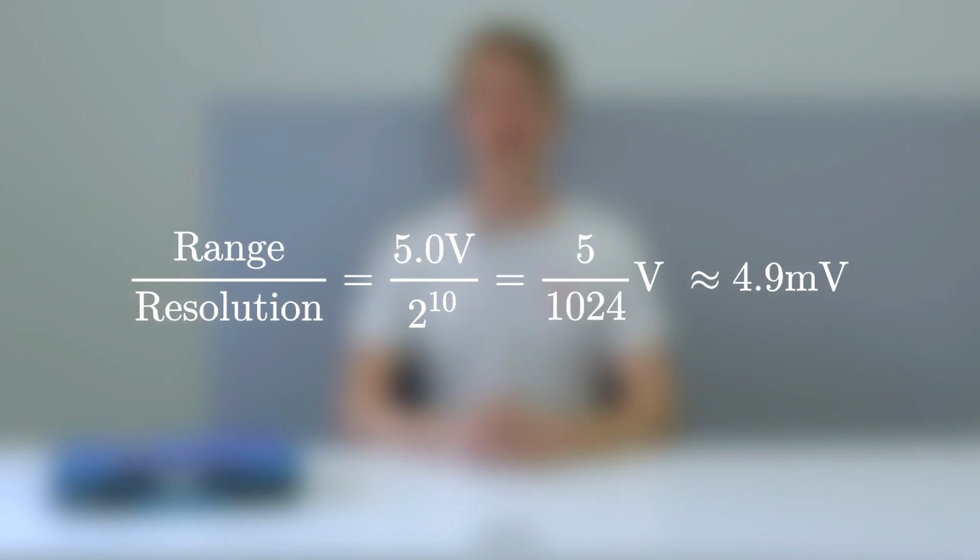Together with the measurement range, we can calculate the smallest measurable change in the signal. For example, a range from 0 to 5 volts and a resolution of 10 bits means that the smallest measurable change in voltage is around 4.9 millivolts.